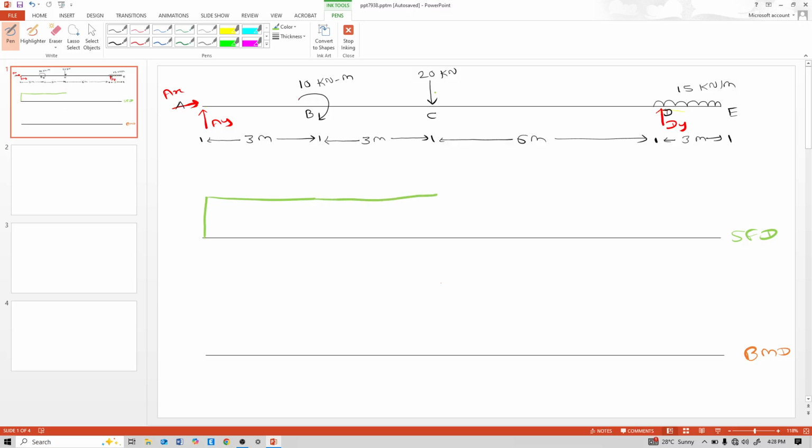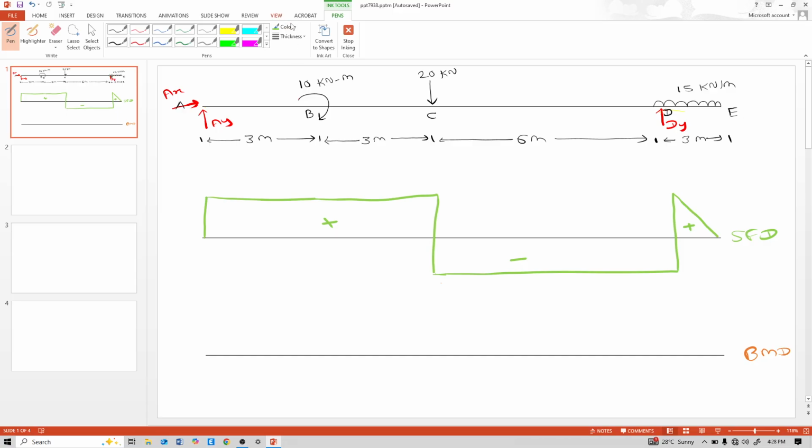This 20 kN is a load, so due to this 20 kN the SFD goes downward. Between C and D there is also no load, so a horizontal line, that means the same shear force. And at D the reaction is upward, so due to this the shear force goes upward. And this 15 kN per meter is a UDL, that means an inclined line. And at point E there is 0. So the shape is positive, negative, positive.